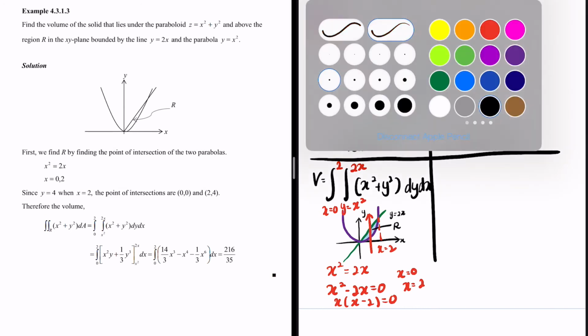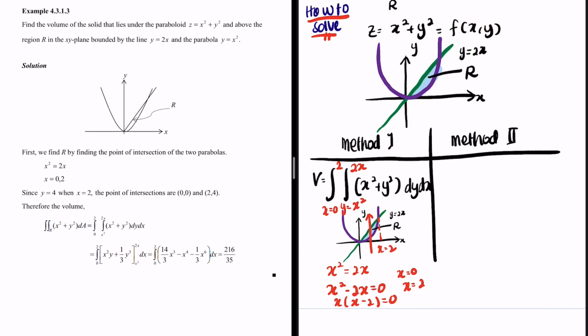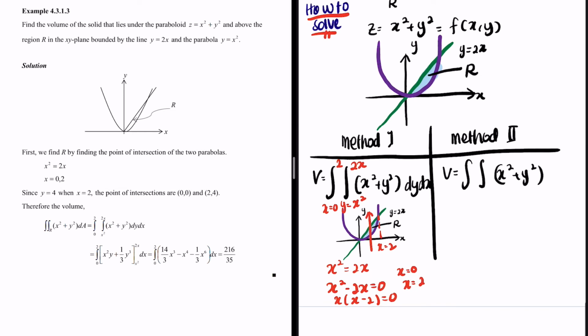So that's how you solve this problem by using type 1 integral. So right now what should I do? I have to solve this question by using type 2 integral. So I'm going to have V is equal to the double integral of x squared plus y squared. So instead of dy dx, we will have dx dy. So I'll paste the curve here.